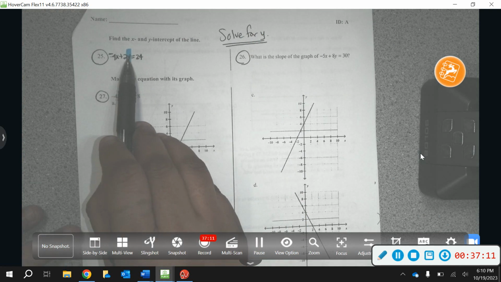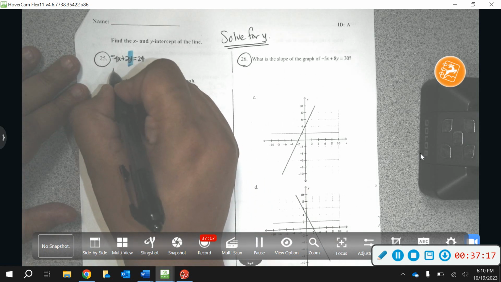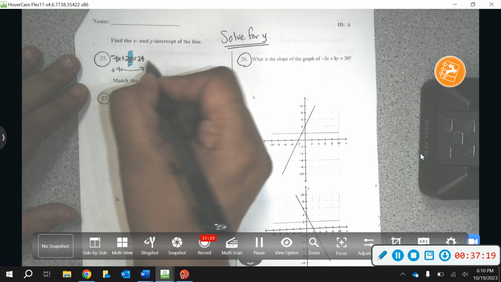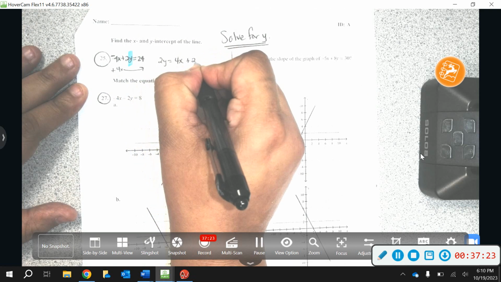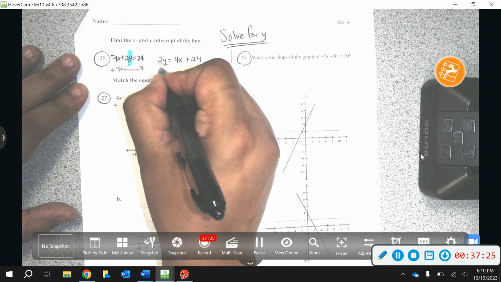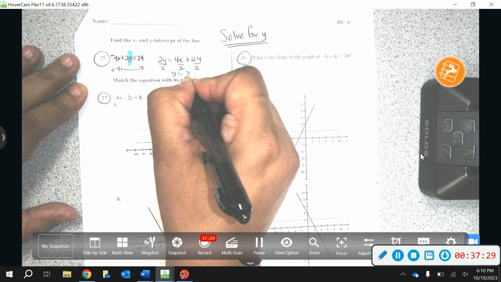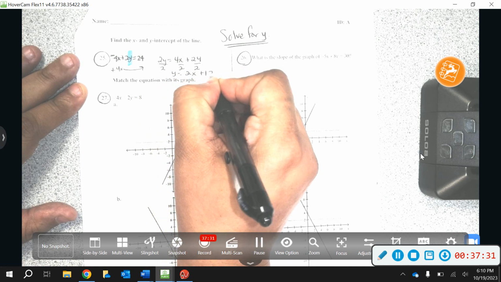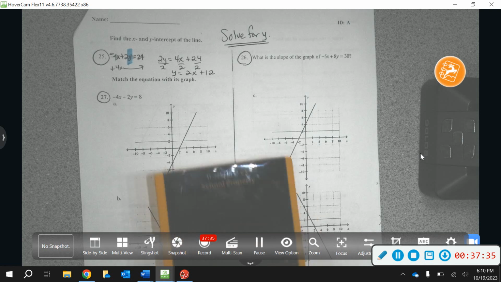In order to divide these up, guess what? You divide by 2. So what do I have to do? I have to remove my x first, so I'm going to add 4x to the other side. So I have 2y equal to 4x plus 24. Divide by 2, divide by 2, divide by 2. Y is equal to 2x plus 12. So again, I'm going to go to my calculator.